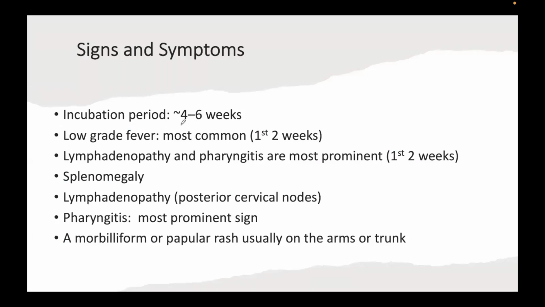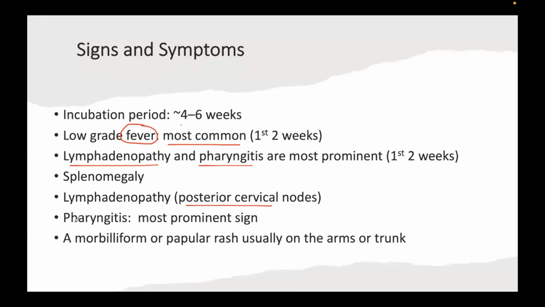Incubation is about 4 to 6 weeks. Now, I want everyone to remember, most common during the first 2 weeks is low-grade fever. Most prominent physical exam findings are the lymphadenopathy and the pharyngitis. Once there is splenic involvement of the reticuloendothelial system, then there's going to be splenomegaly. There's also lymphadenopathy, which favors the posterior cervical nodes.